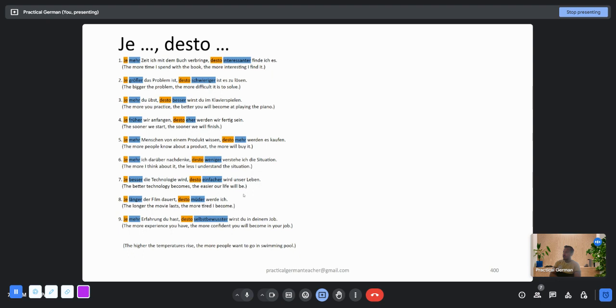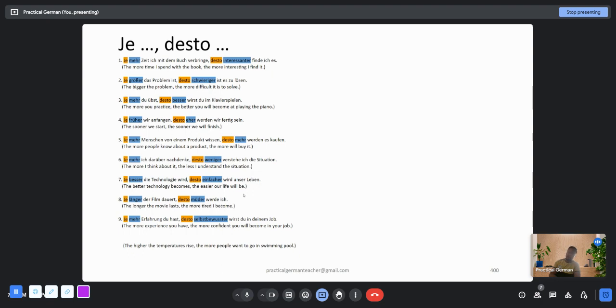Gaurav, try this one as well. The higher the temperature rises. Je hoch, the temperature. Hoch is high, but you have to say höher, not hocher. You cannot always apply that logic here. It's like hoch, höher. Just say it here. It's fine.